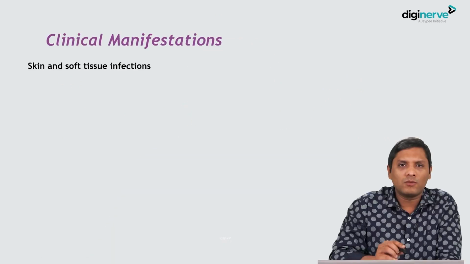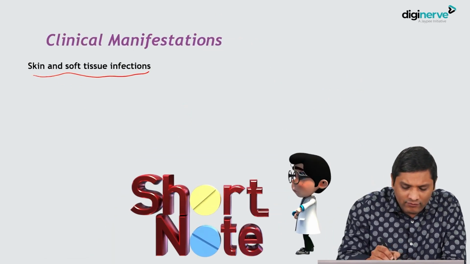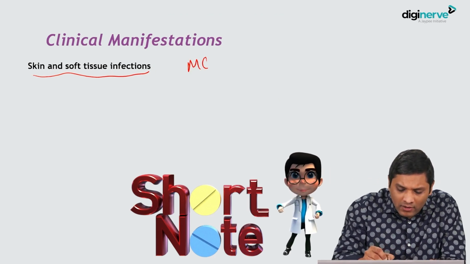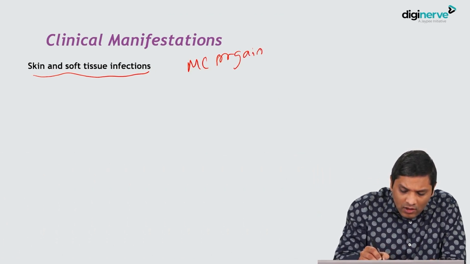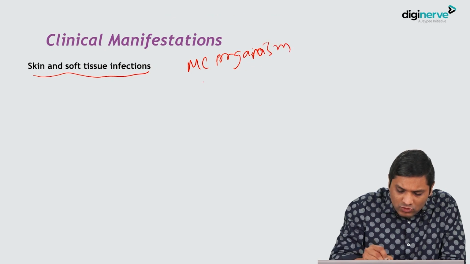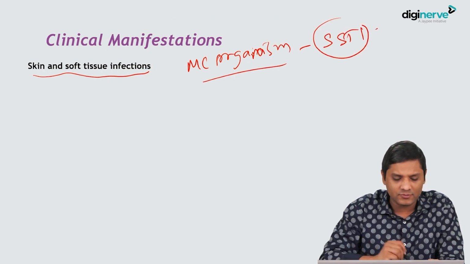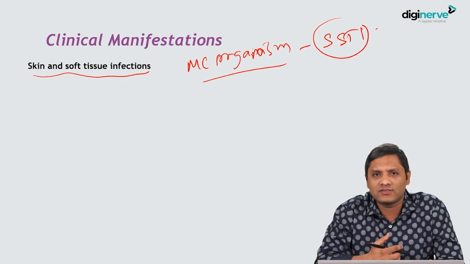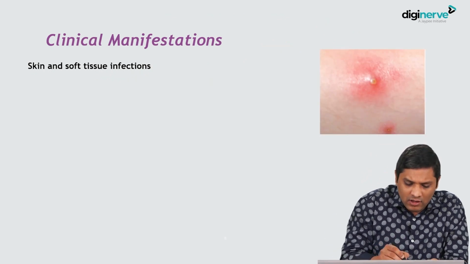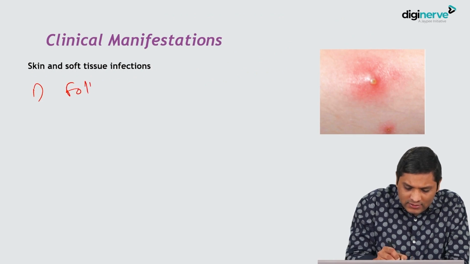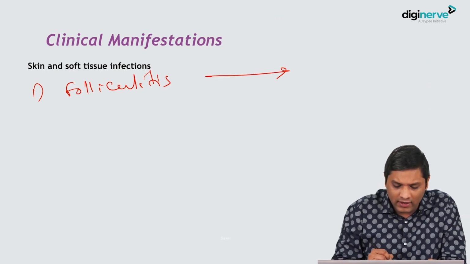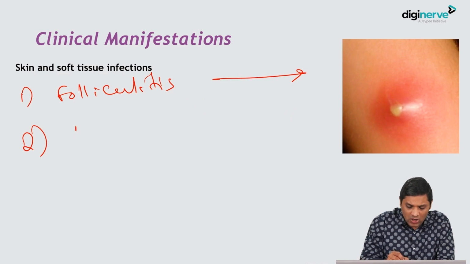Now moving on to the clinical manifestations. Staphylococcus aureus can produce widespread infections, the most important of which is skin and soft tissue infection. It is the most common organism to cause skin and soft tissue infection. The various skin and soft tissue infections include infection of the hair follicles to cause folliculitis. There may be pus formation in the region of follicles, which is called a furuncle.